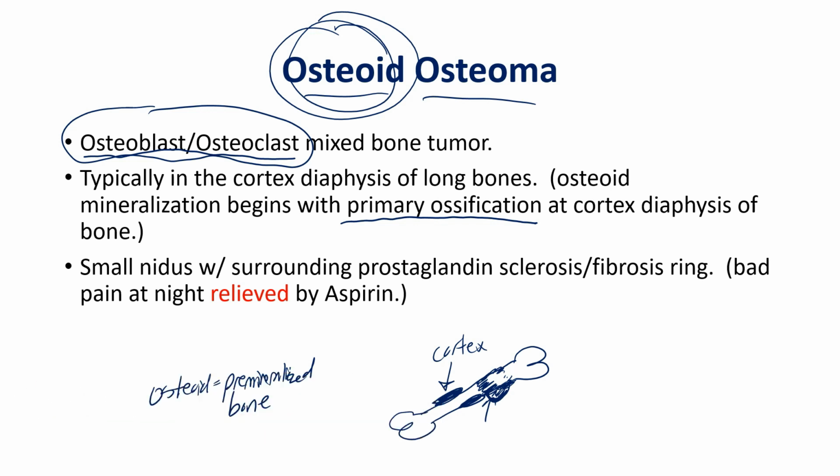And then don't just remember that, also remember that this is in the cortex, but it's in the diaphysis specifically of long bones. So it's going to be in this particular shaft part. It's not going to be at the metaphysis, it's not going to be at the epiphysis, it's going to be at the bone shaft itself. And that's where the primary ossification begins at the cortex. So that should make sense as well.